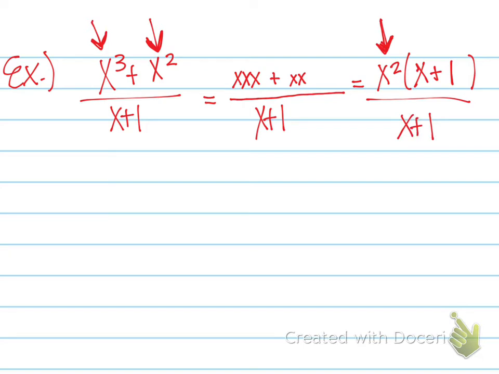What does step 2 say? What's the last step every time? Cross out the common factor. So, what is on the top that is also on the bottom? X plus 1. So guess what my answer is? You were literally just left with an x squared. Okay? Easy? Hope so.